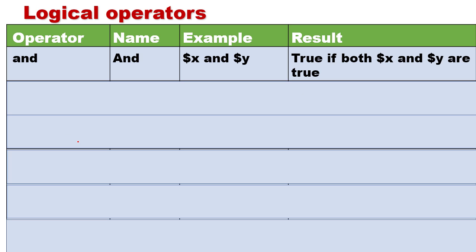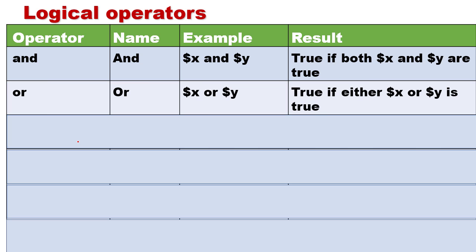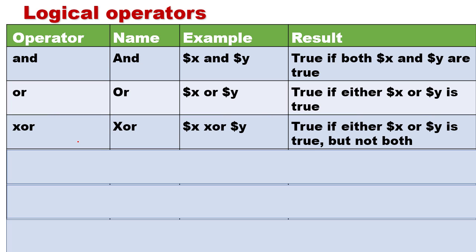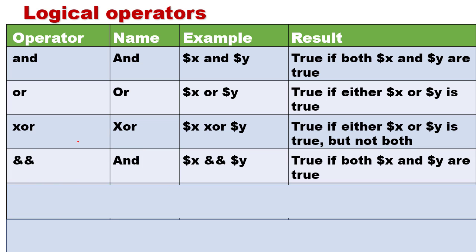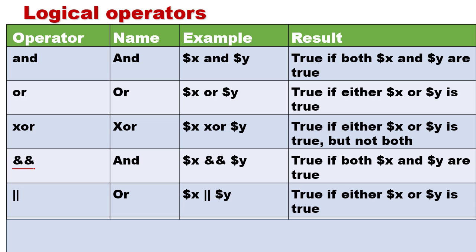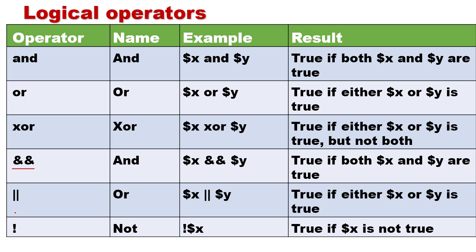After this, next is the logical operators. First is AND, which is true if both the variables are true. Then OR is true if either x or y is true. XOR is true if x or y is true, but not both. Then AND is also represented by the double ampersand sign. Then OR is represented by the double bar. And the last is NOT, which is represented by the exclamation mark.